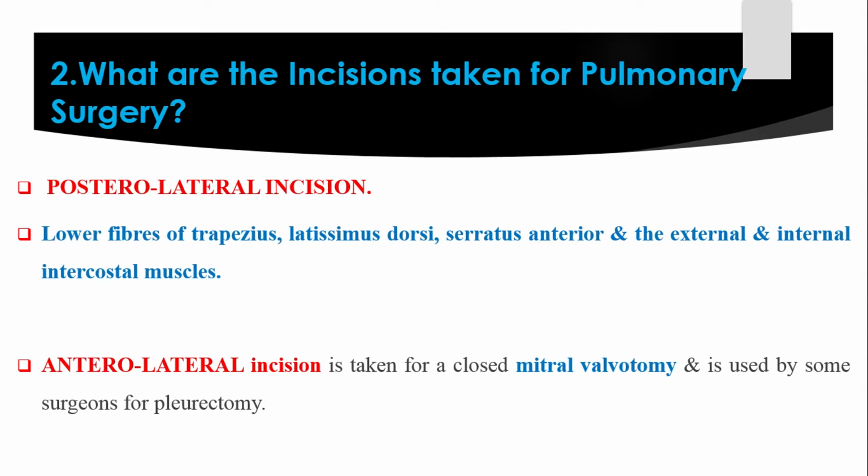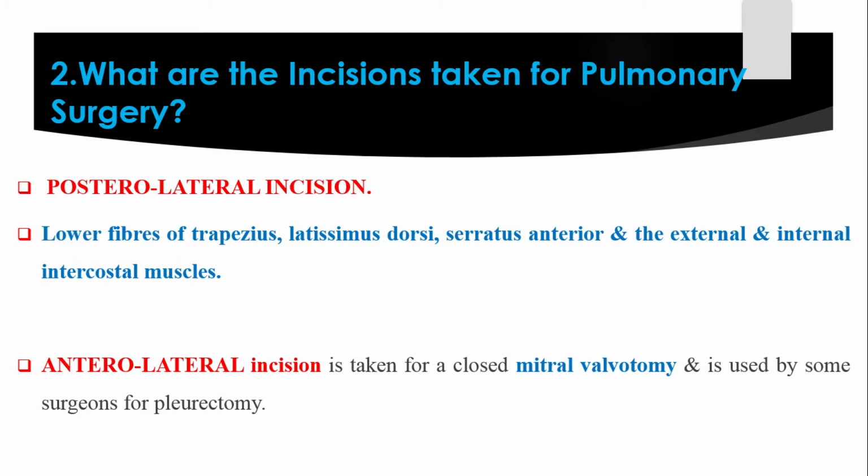This incision is taken from posterior to lateral side where the lower fibers of the trapezius, latissimus dorsi, serratus anterior, and the external and intercostal muscles are cut. High posterior extension of the incision also divides rhomboid major, and the erector spinae group of muscles are also cut. An anterolateral incision, the second one, is taken for a closed mitral valvotomy, that is for cardiac surgery, and is used by some surgeons for pleurectomy as well.